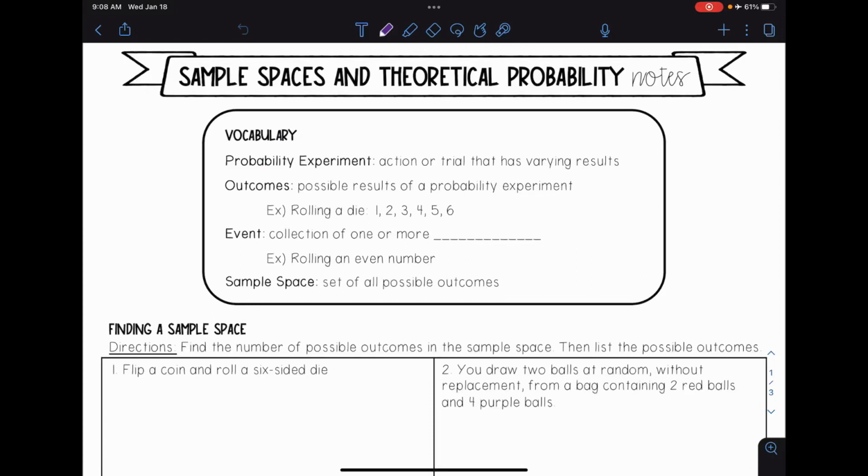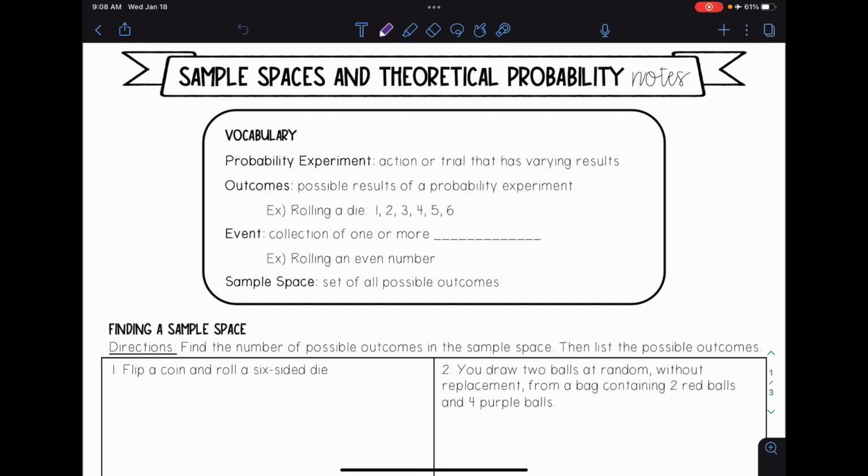Hello everybody, today we'll be learning about sample spaces and theoretical probability. So first we'll start with some vocabulary. First we have something called a probability experiment, and this is an action or trial that has varying results. So let's say we're rolling a die and we want to find the probability that we roll a 3. That would be a probability experiment.